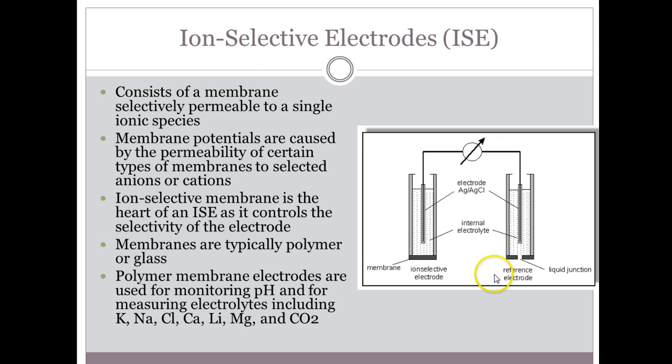Membranes are usually glass, so they are used for monitoring things like pH and electrolytes. So if they're specific to what you're testing for, whether it be potassium, sodium, chloride, you'd have a different electrode for each type of sample.